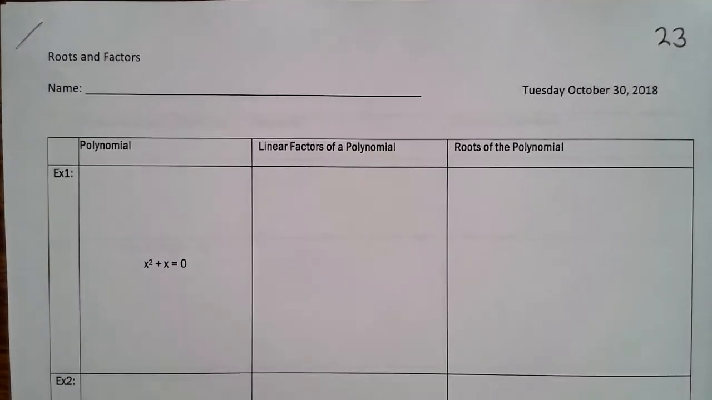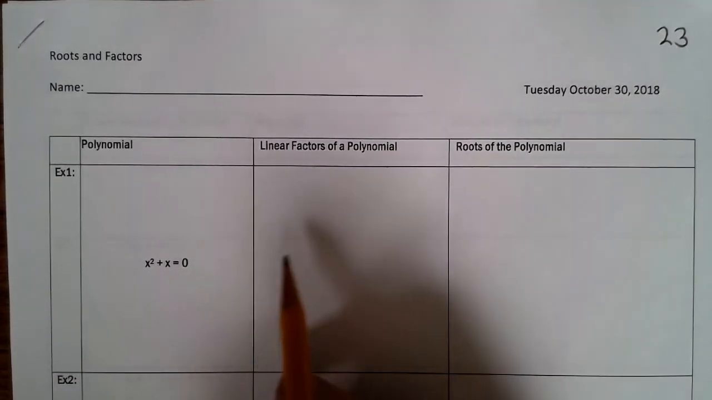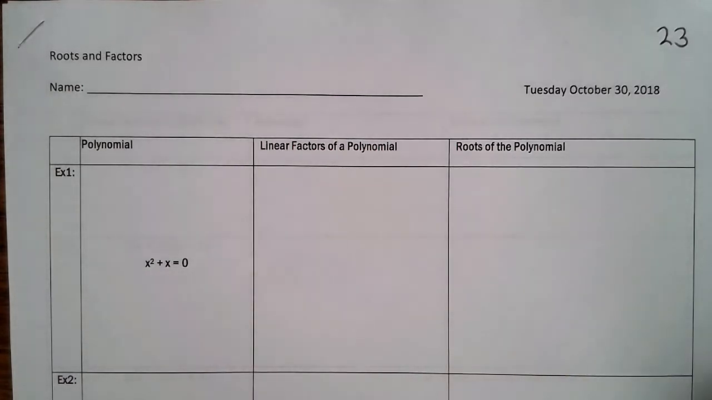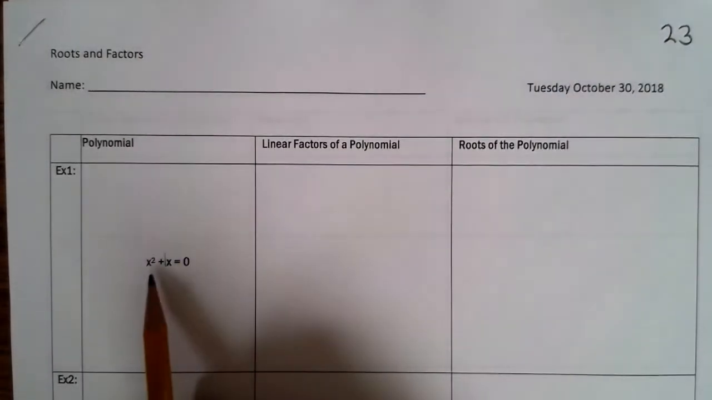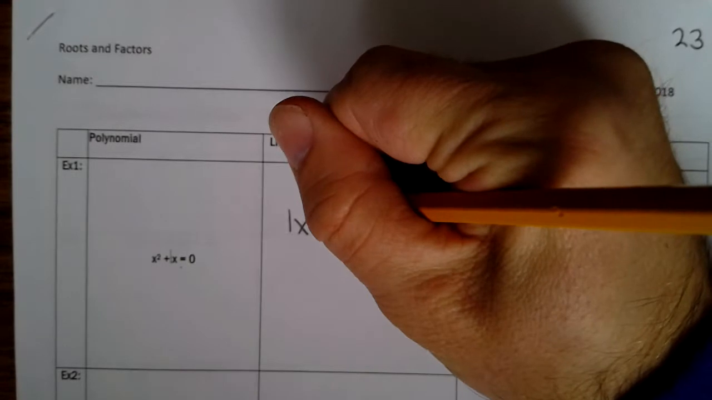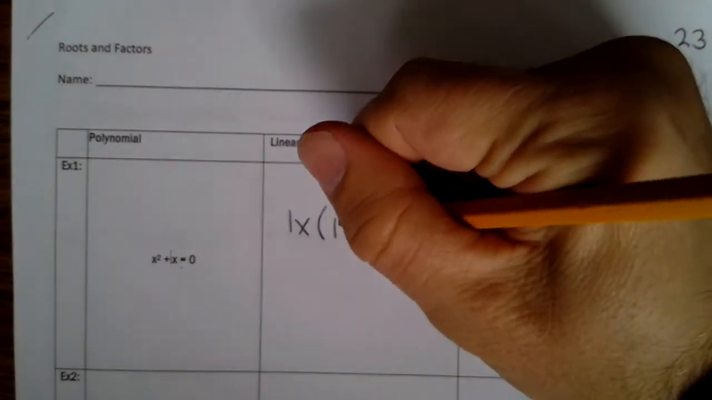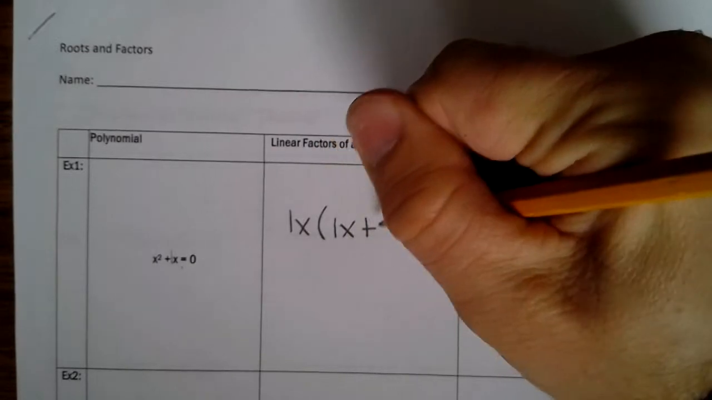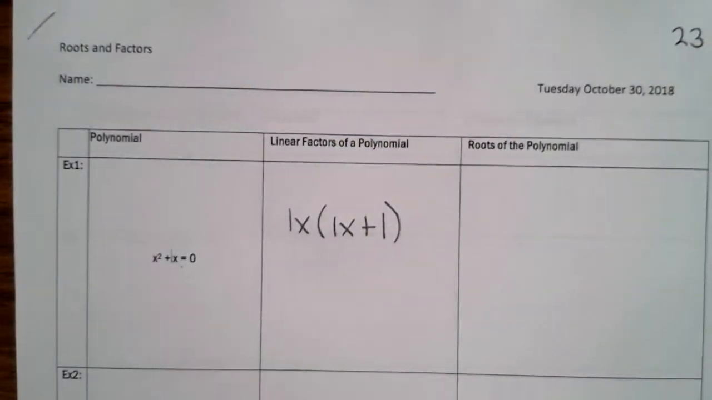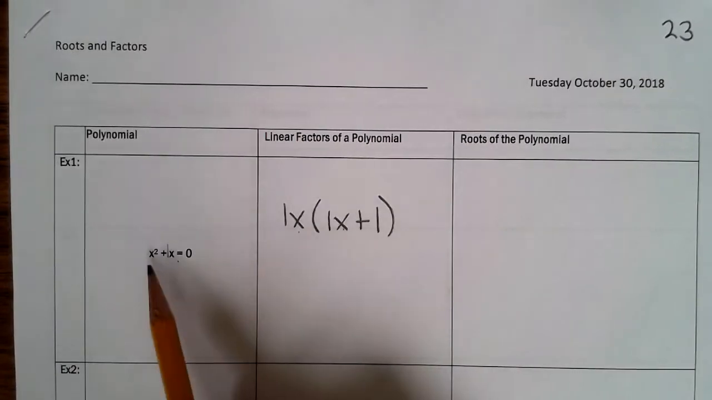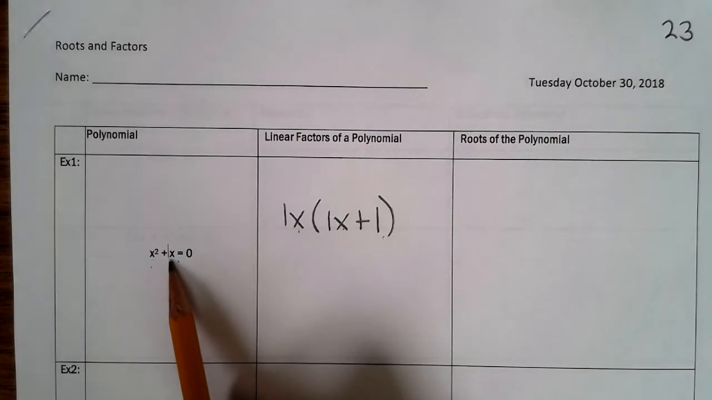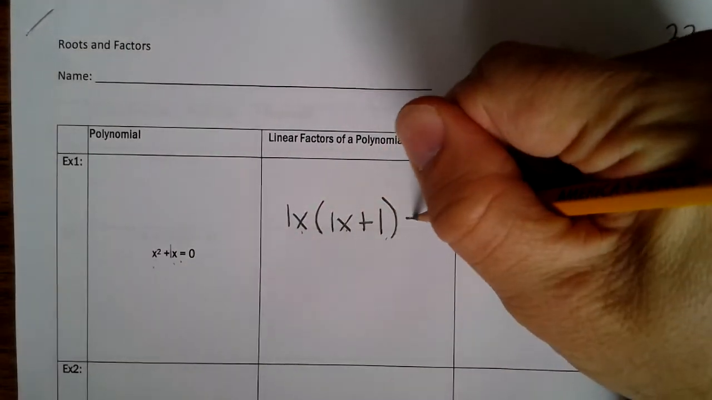So here, we're given a polynomial, and we need to find the linear factors. When there's only two terms, you want to just factor out the greatest common factor. I'm going to go ahead and put a 1 here. It looks like both of these have an x, so I can factor out a 1x, which leaves 1x plus 1. Okay? And if you want to check if you did it correctly, 1x times 1x is 1x squared, 1x times 1 is 1x. And that's still just equal to 0.